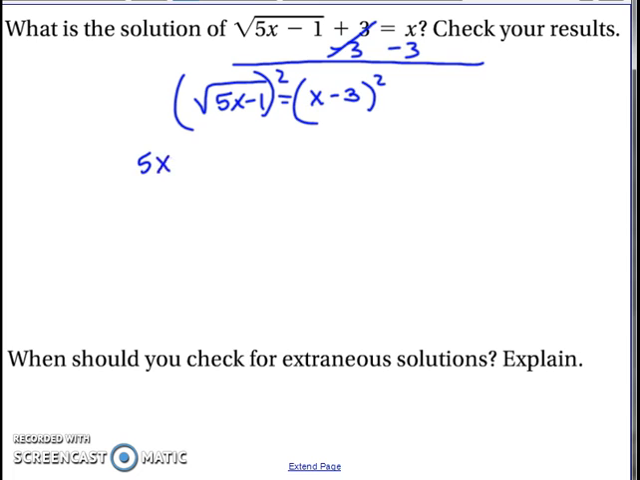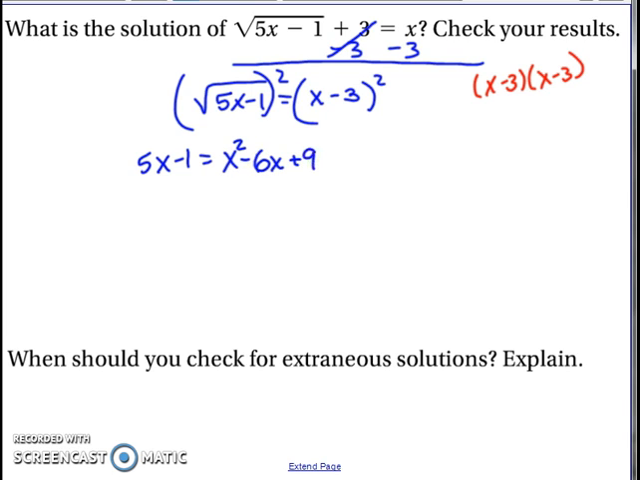So we end up with 5x minus 1. And then we're squaring x minus 3. So we actually have to write x minus 3 2 times and FOIL it out. So when we FOIL that out, we're going to get x squared minus 6x plus 9.